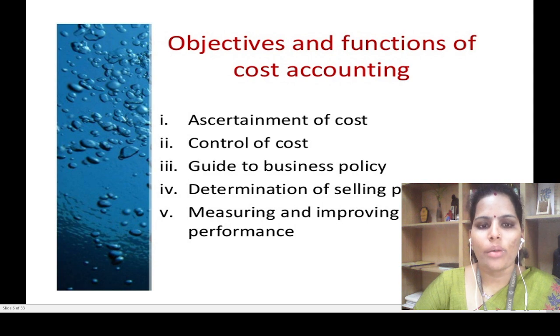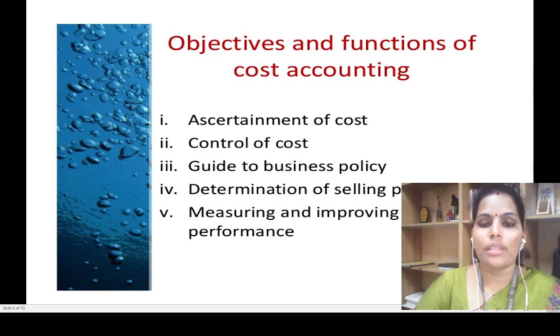The second part, what is the second part? The second part says control of cost. If you calculate the cost, we can find out whether we are spending more or less. If you are spending more, what is the reason for it? All of that we can find out with the help of cost accounting. Also, it helps to form business policies. What type of policy can we make? For example, purchase policy, pricing policy, and other decision making. All those things we can do when you prepare the cost accounting.